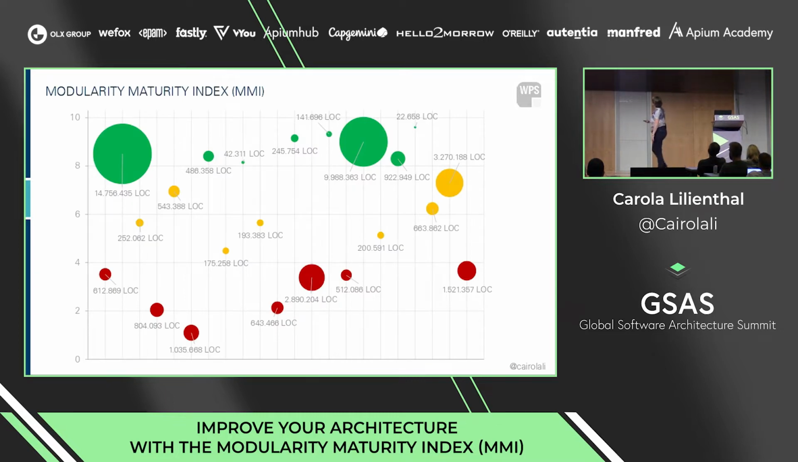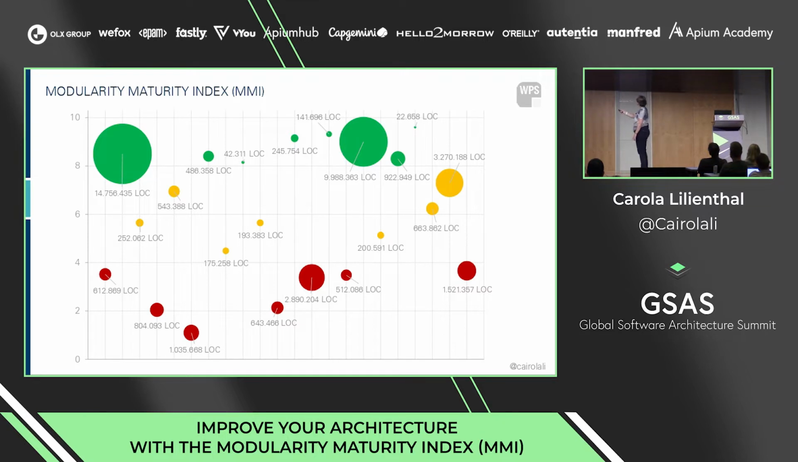So the Modularity Maturity Index goes from 0 to 10. If you're under 4, you're bad. No? I will explain later what bad means. If you're okay-ish, you are between 4 and 8, and if you're good, you're up there. And now I will show you just 18 of the systems that we have seen on this diagram. So here are the systems, the good ones, the middle ones, and the bad ones.